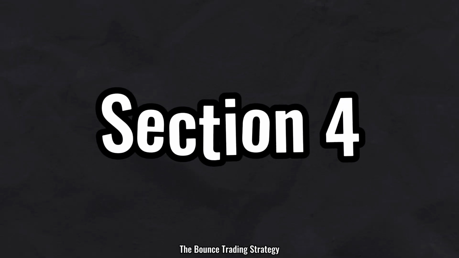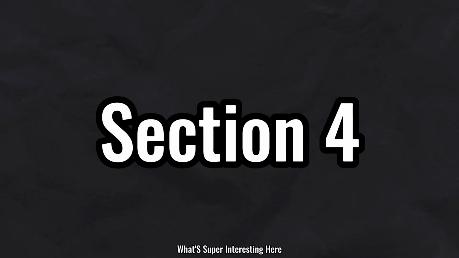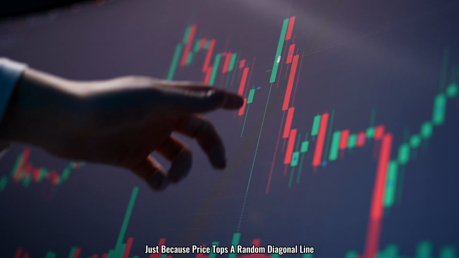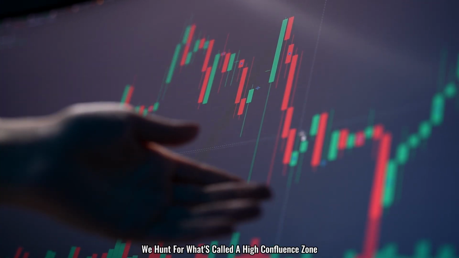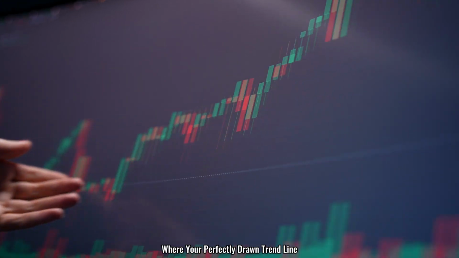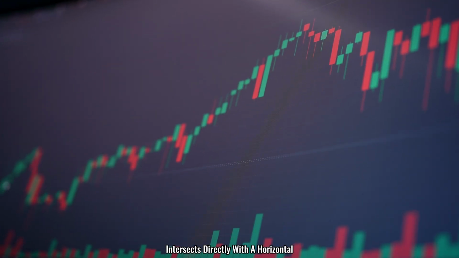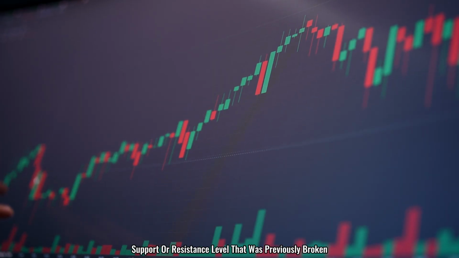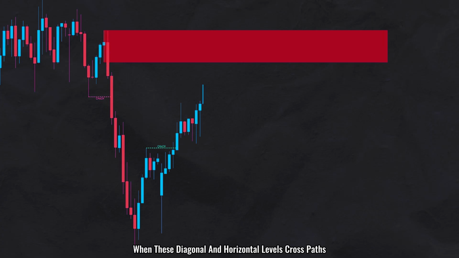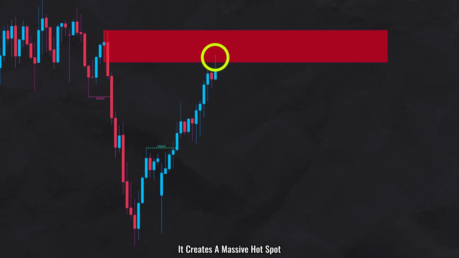Section 4, the bounce trading strategy. What's super interesting here is how we can put these drawing principles into action by combining trend lines with pure price action. Listen, we never want to trade blindly just because price taps a random diagonal line. Instead, we hunt for what's called a high confluence zone. This is a specific area where your perfectly drawn trend line intersects directly with a horizontal support or resistance level that was previously broken. When these diagonal and horizontal levels cross paths, it creates a massive hotspot.